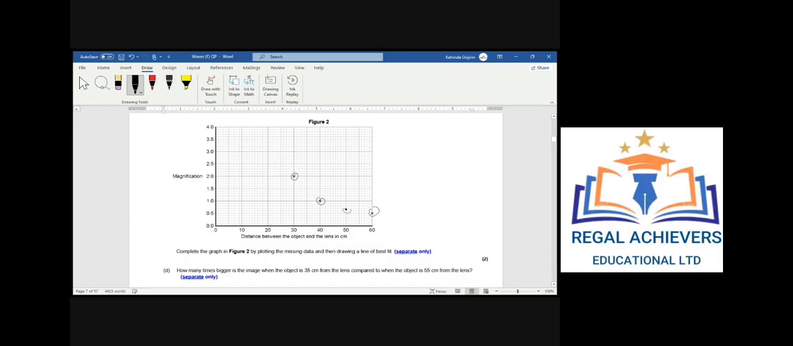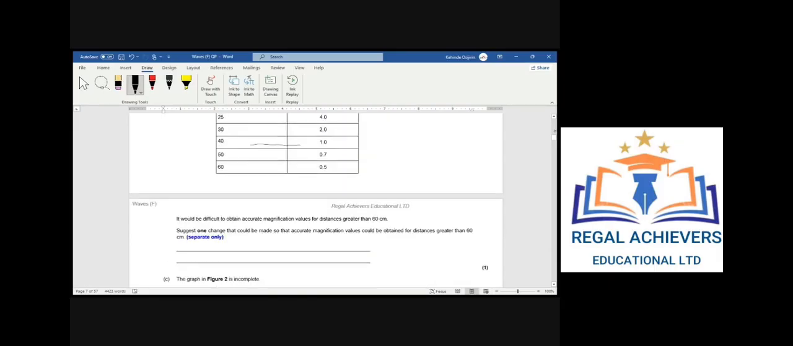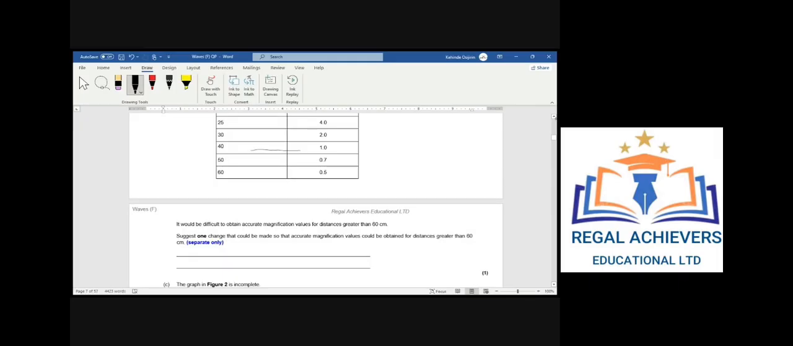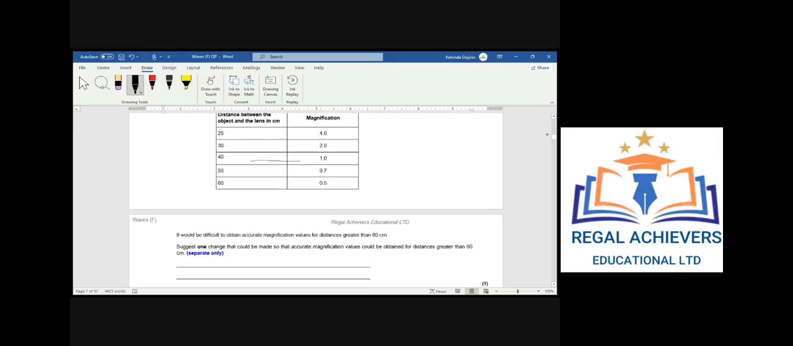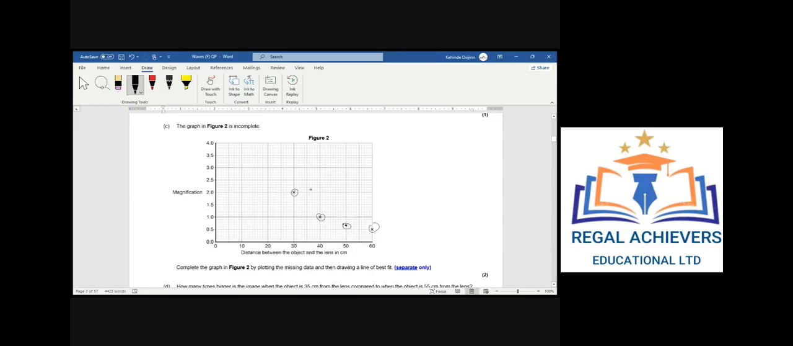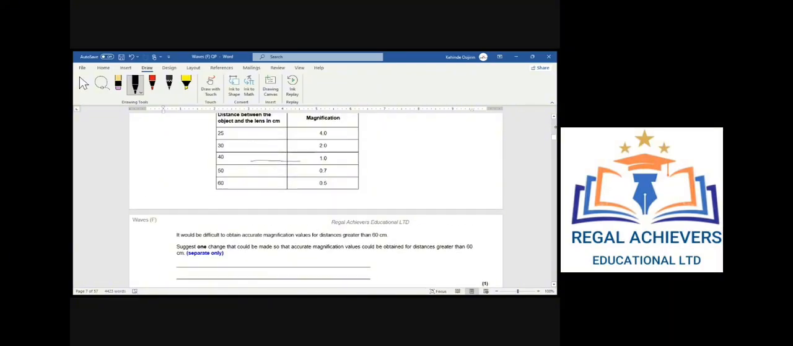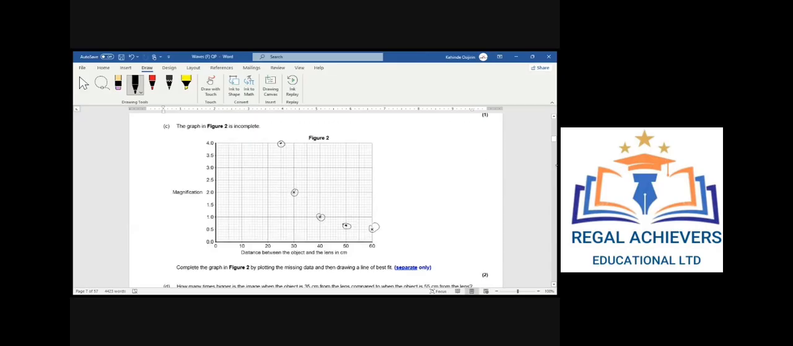1, 2, 3, 4. How many remain? When it's 25, it is 4, and when it's 30, it is 2. 25 is in the middle, and that is going to be 4. So basically 1, 2, 3, 4, 5. How many do we have? 1, 2, 3, 4, 5. Good, it is complete.